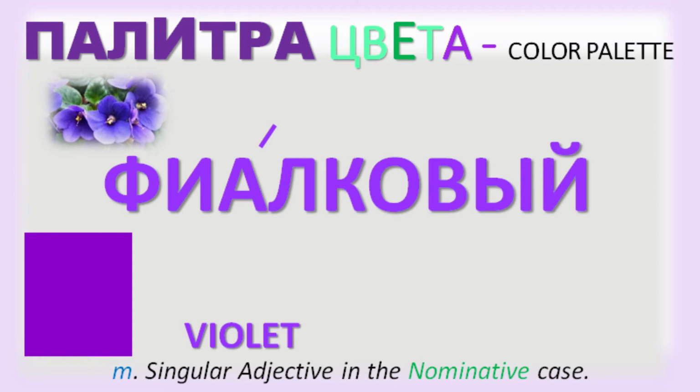Цвет фиалковый. Violet colour, Фиалковый. Фиалковый, where Ов is a suffix and Ый is the ending.